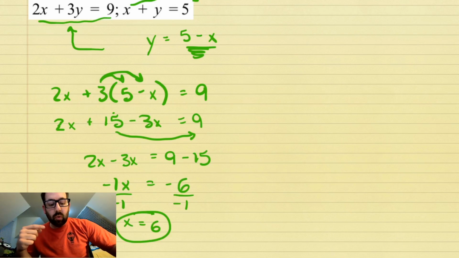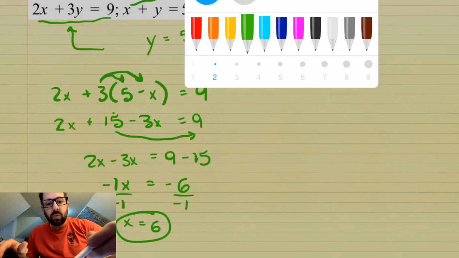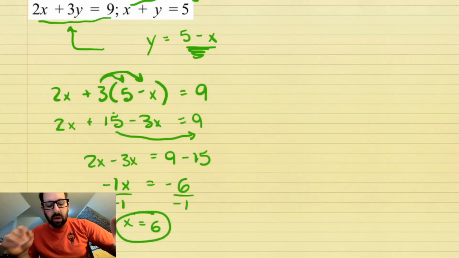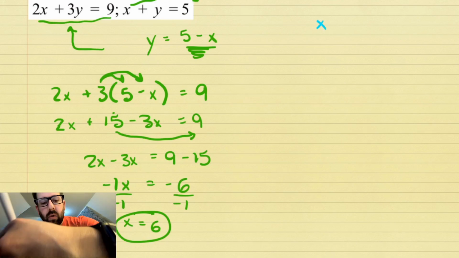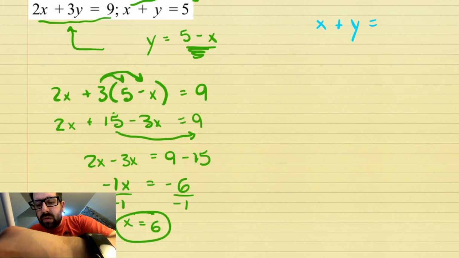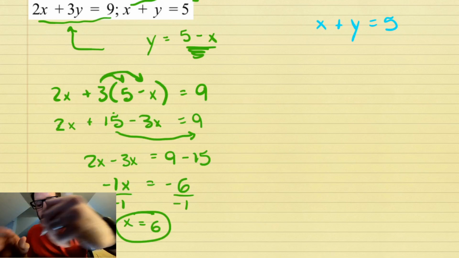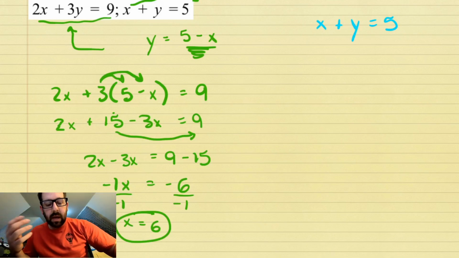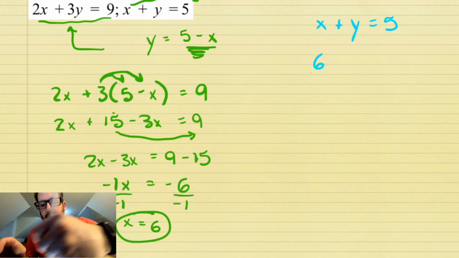Now what I have to do is take this 6 and plug it back into one of the 2 originals. So I'm going to switch up my color here. And I'm going to plug this 6 back into one of the 2 equations in the beginning. I'm going to use the second equation. I think this is the easier of the 2 equations that we were first given. And I'm going to plug this 6 in for the x.